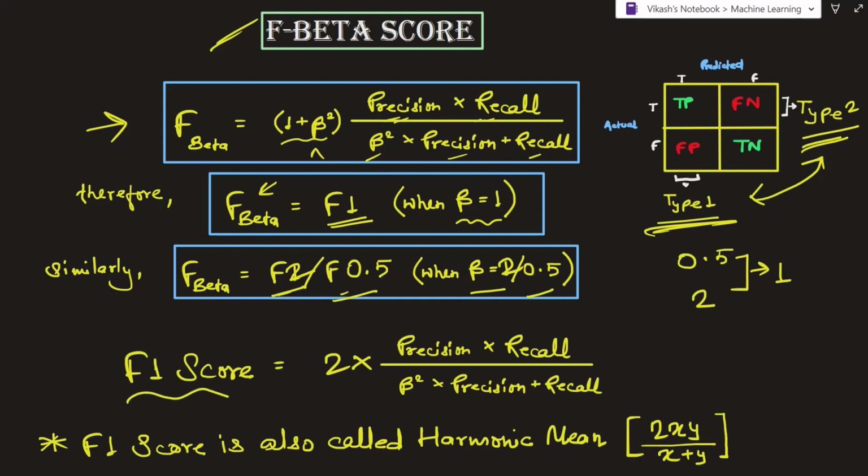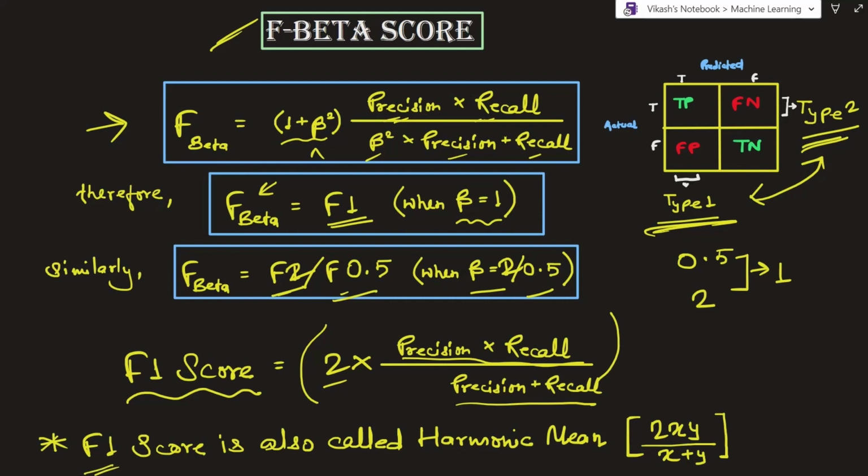It becomes 2 multiplied by the product of precision and recall, divided by precision plus recall, because the beta square term becomes 1. That's it. So you will use this particular formula when both types of error have equal impact.